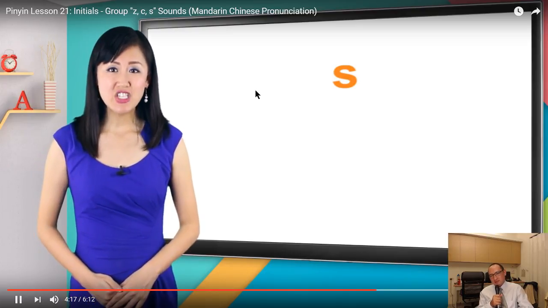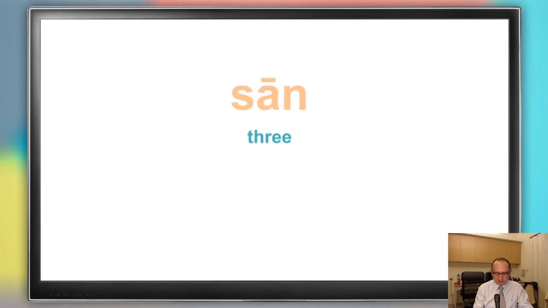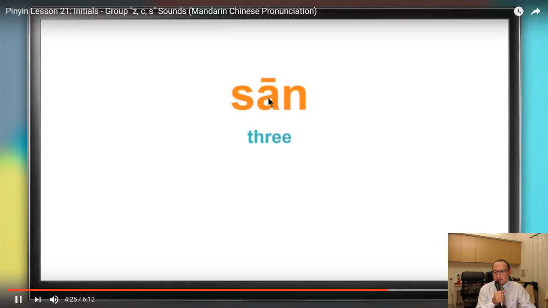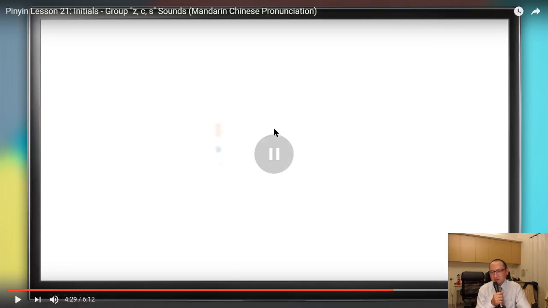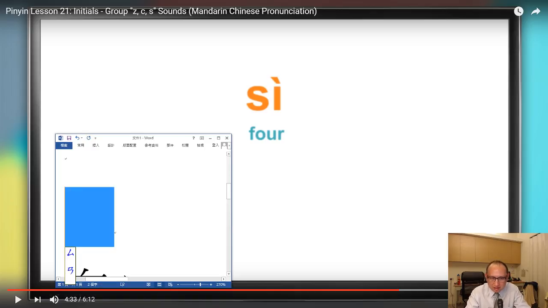We find this initial in the numbers for 3 and 4. 3 is san. San. S-A-N first tone. San. 4 is 四. 四. 3 and 4. Let me grab my little thing in here. 三, 4.